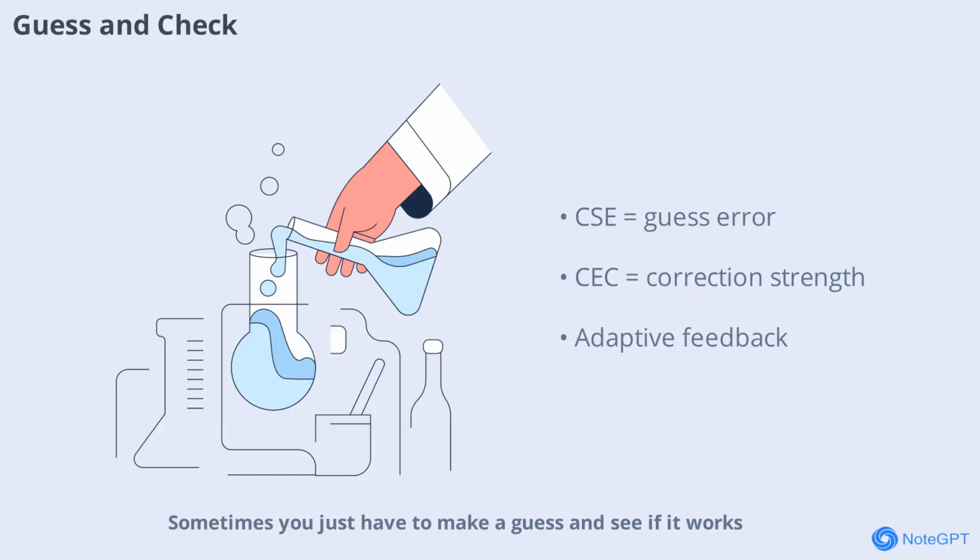Sometimes you just have to make a guess and see if it works. CSE here is the error or mismatch between your guess and the actual solution. CEC is the magnitude of corrective action you apply after checking. If the guess is close, CEC is low and you fine-tune. If it's way off, CEC is high and you might try a completely new approach. This feedback loop ensures you don't get stuck on bad guesses and can adapt quickly as you learn.